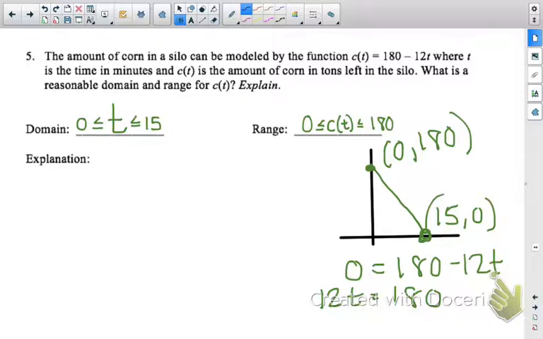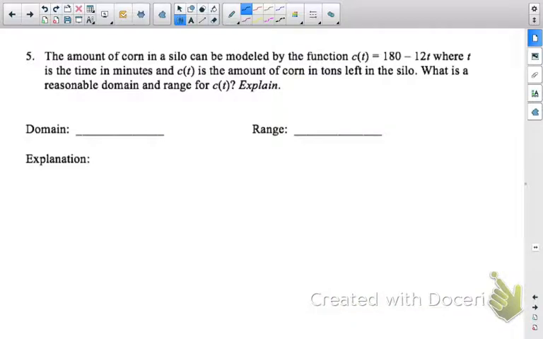Now remember that there are 3 parts that I'm looking for in your explanation. First of all, I'm saying that both t and c of t must be greater than or equal to 0 because you can't have negative time, nor can you have negative units of corn. The next thing I'm stating is that t is less than or equal to 15, because it would take 15 minutes to drain the silo. And the third thing is c of t must be less than or equal to 180 because there are 180 units of corn at the start.